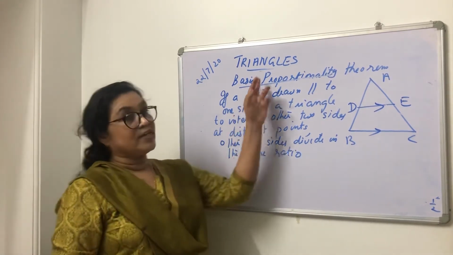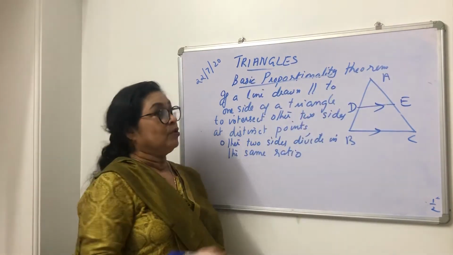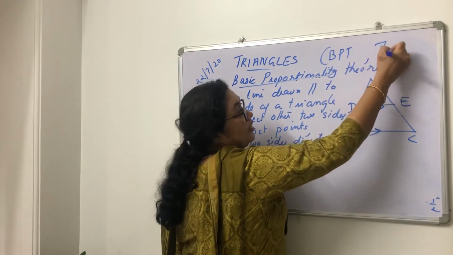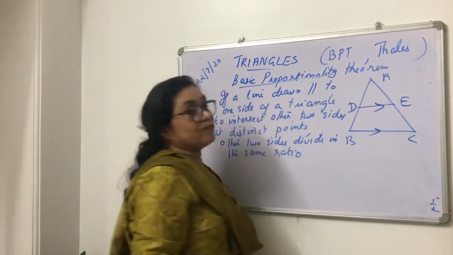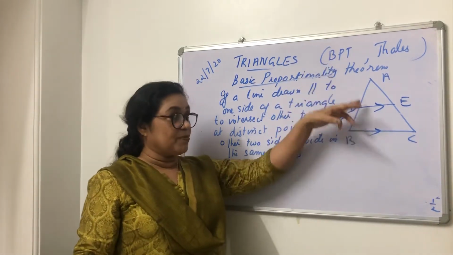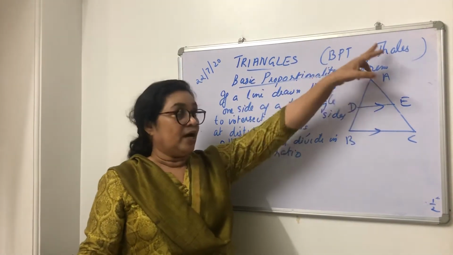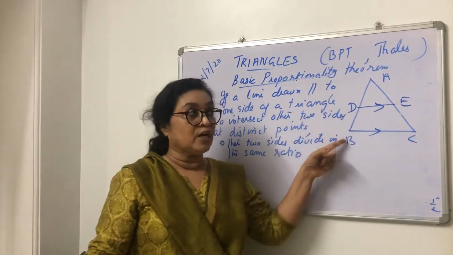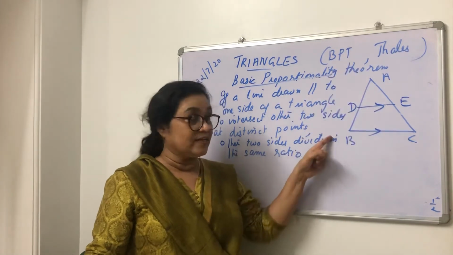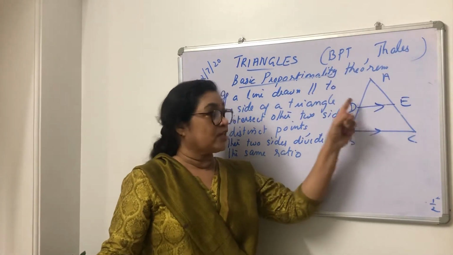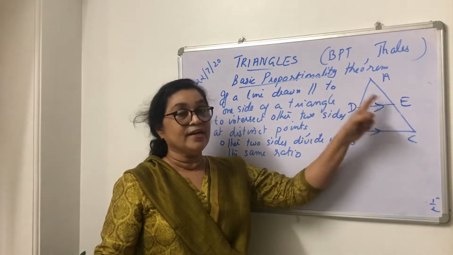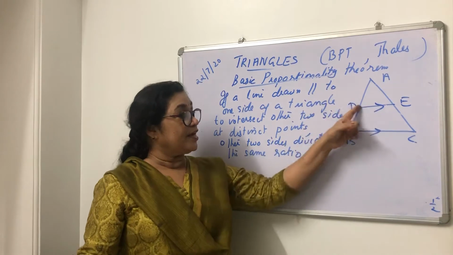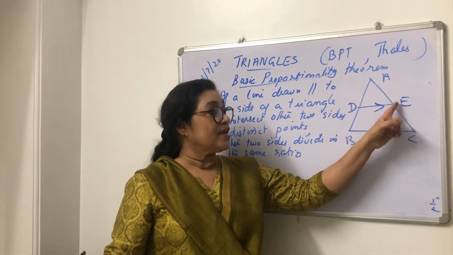This theorem is known as the basic proportionality theorem, or you can call it the BPT theorem, or you can call it Thales theorem. So these are the three names. This is BPT, basic proportionality theorem. Another name is Thales theorem. What is the theorem? A line drawn parallel to one side of a triangle intersects the other two sides at distinct points D and E, and the other two sides are divided in the same ratio. AD by DB should be equal to AE by EC.